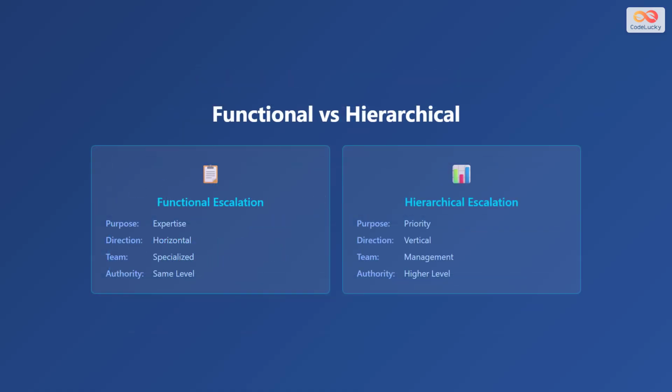Let's compare functional and hierarchical escalation. Functional escalation has a purpose of finding the right expertise. It moves horizontally to specialized teams at the same organizational level. You send it to a specialized team with domain knowledge. The authority remains at the same level. Hierarchical escalation has a purpose of getting priority and resources. It moves vertically up the management chain. You send it to management for decision-making. The authority increases to higher levels. Understanding this distinction helps you choose the correct escalation path for each incident.